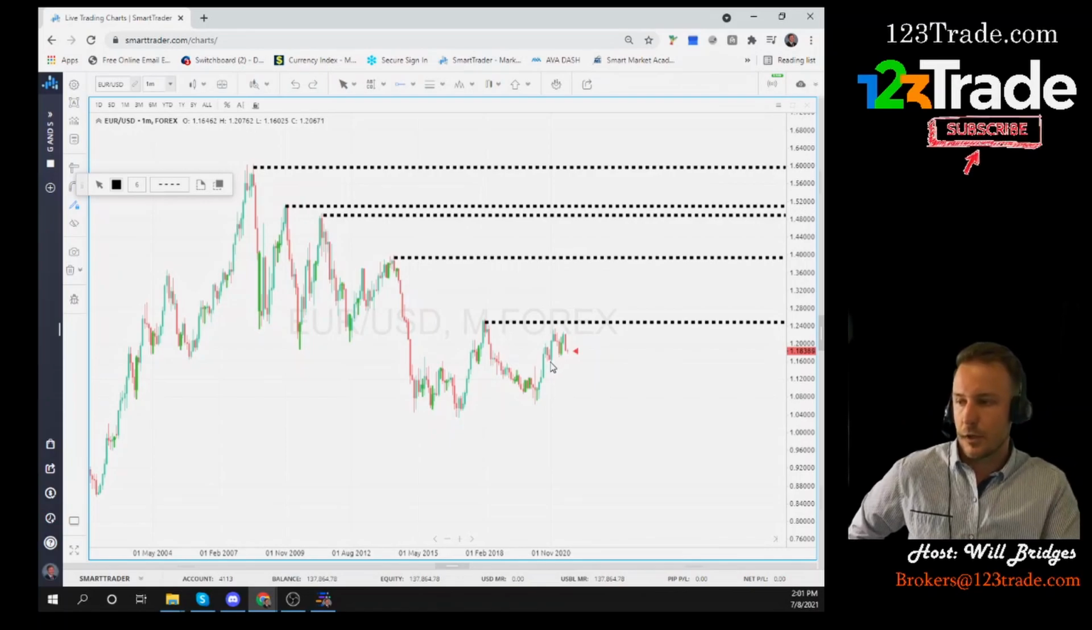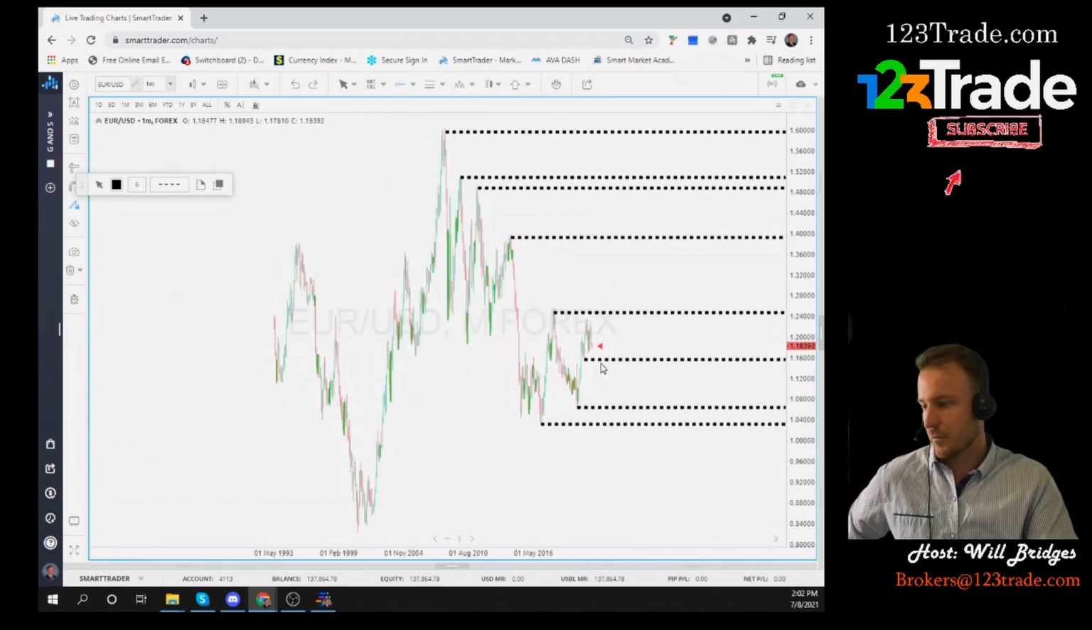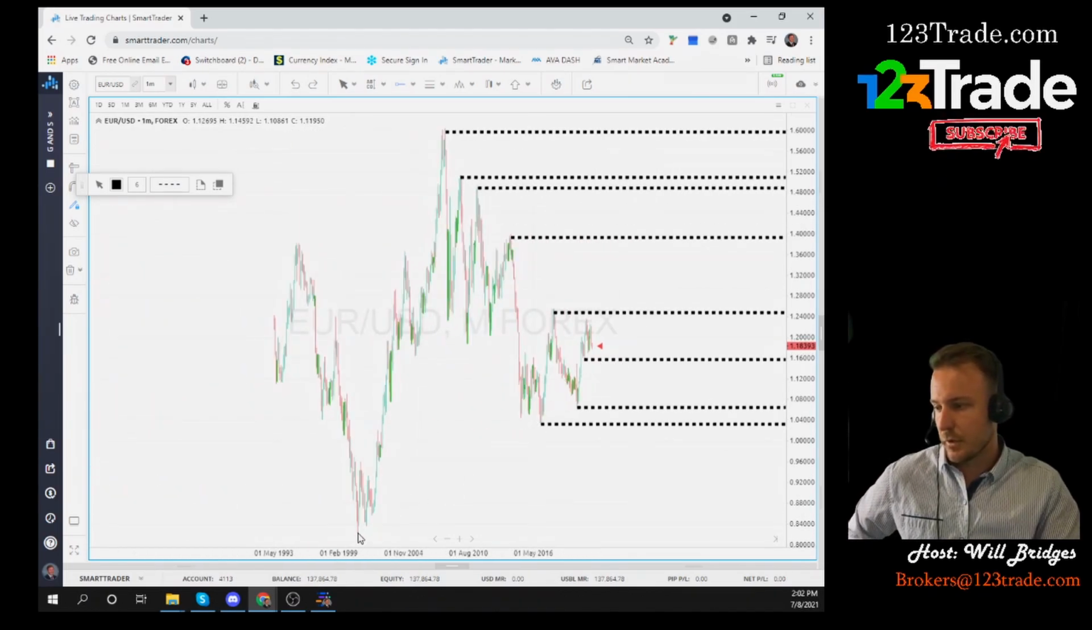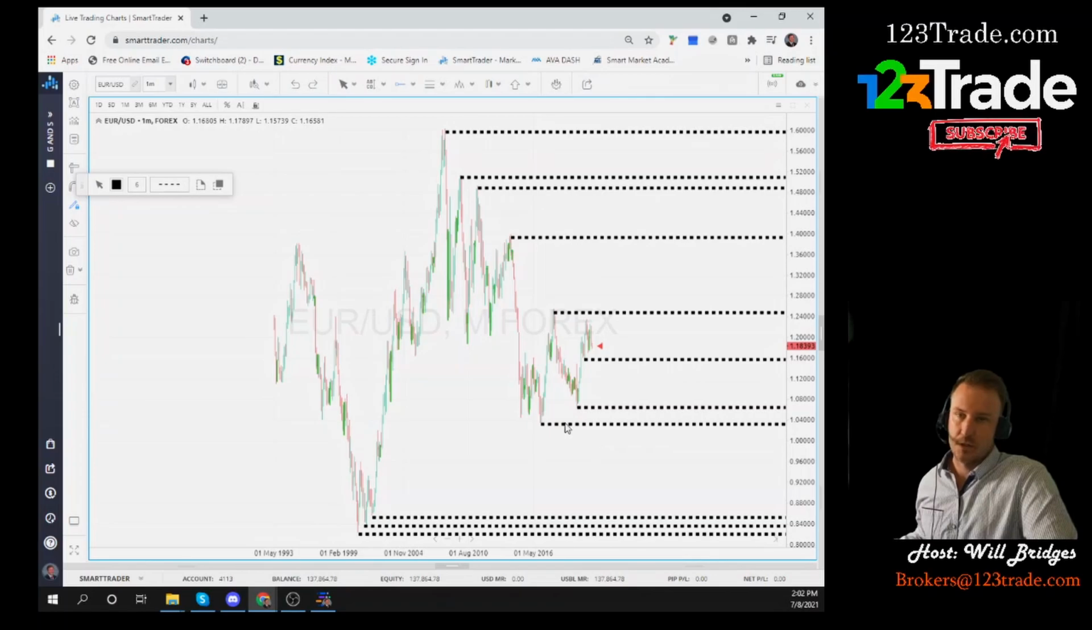Okay, so we've got one here. We've also got another down here, and another a little bit lower. All the way down in the 103 area. These are all the way down around 82 cents. So there's all of my support and resistance. We just drew all of that in just a moment, it didn't take very long.